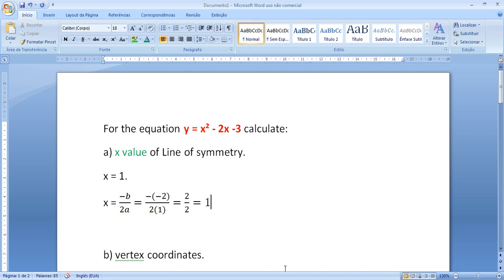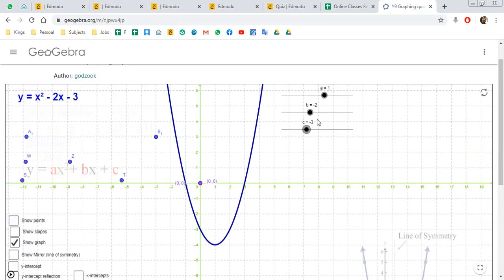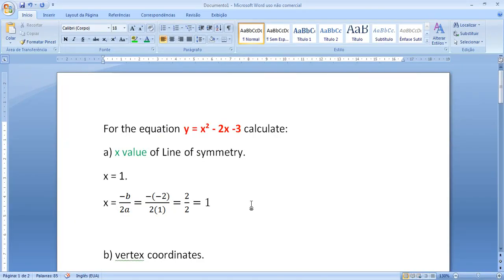Alright, so I have prepared this in my browser to show you. As you can see here, the line of symmetry is exactly passing on x equal 1. Okay, let's keep going forward.